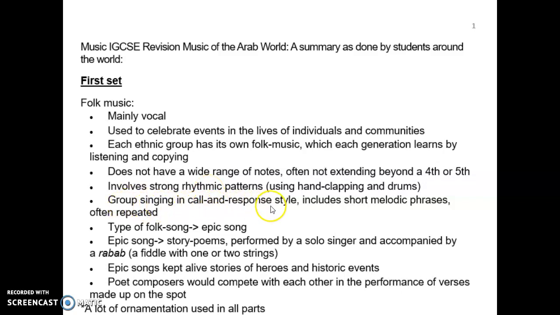Group singing in call and response style includes short melodic phrases often repeated. It's a type of folk song, an epic song. An epic song, story poems performed by a solo singer and accompanied by a rabab, a fiddle with one or two strings. Epic songs kept alive stories of heroes and historic events, and poet-composers would compete with each other in the performances of verses made up on the spot. And a lot of ornamentation used in all the parts. So I already see a lot of characteristics that I find in African music as well.